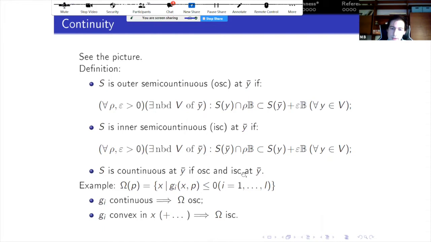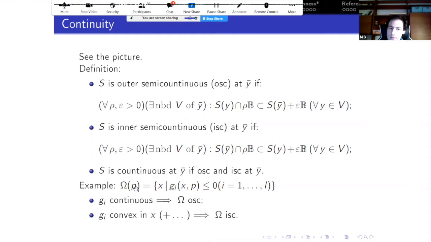And maybe it is good to mention and realize that outer semi-continuity is a rather simple property, and it is related to closedness of the graph. So if the graph is closed or locally closed, I'll not go into details, then we have this property. Inner semi-continuity is not that simple. If you draw some pictures, you can easily see that it can be very easily violated. And here is a very simple example.